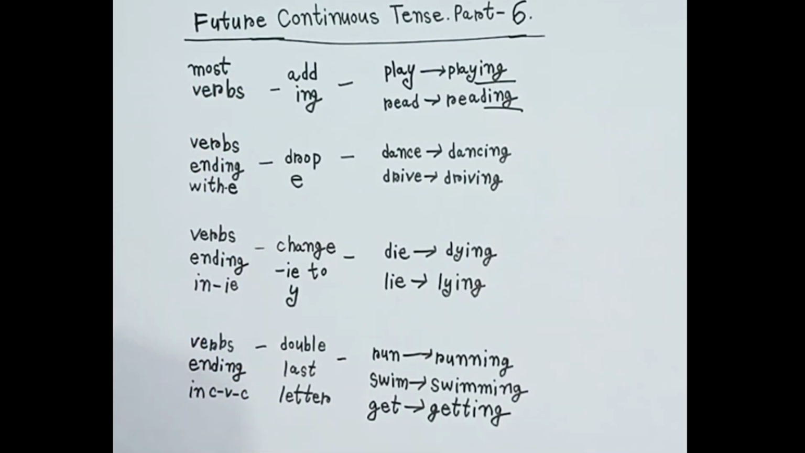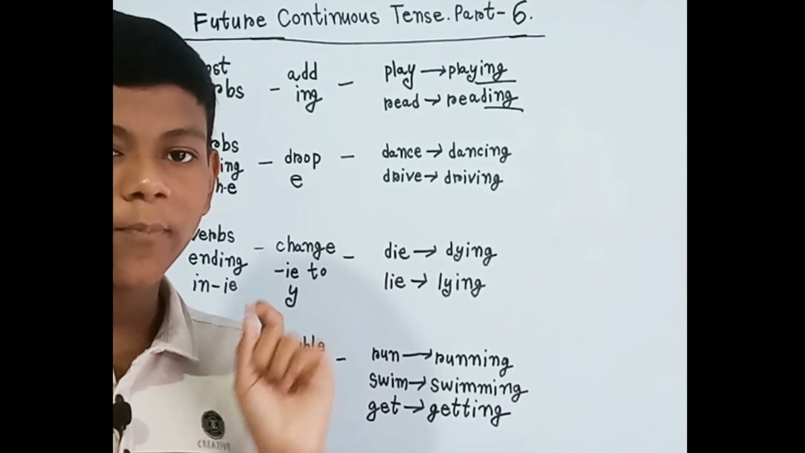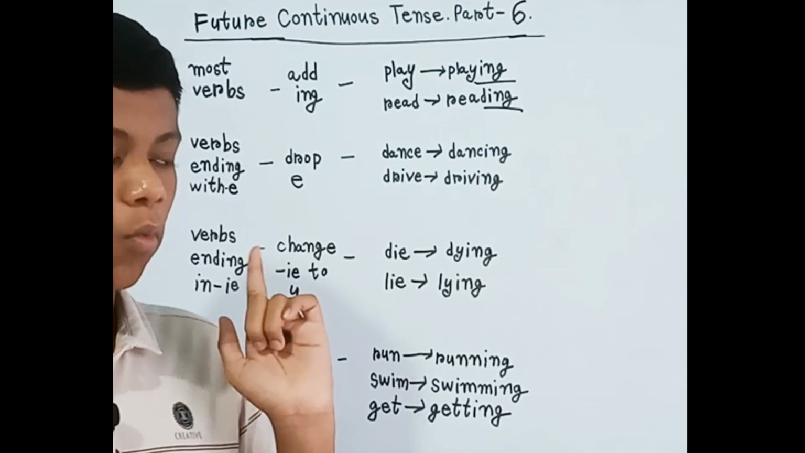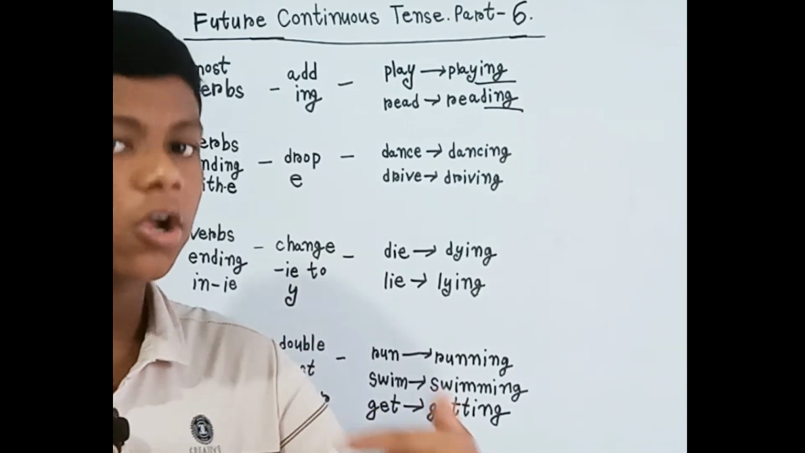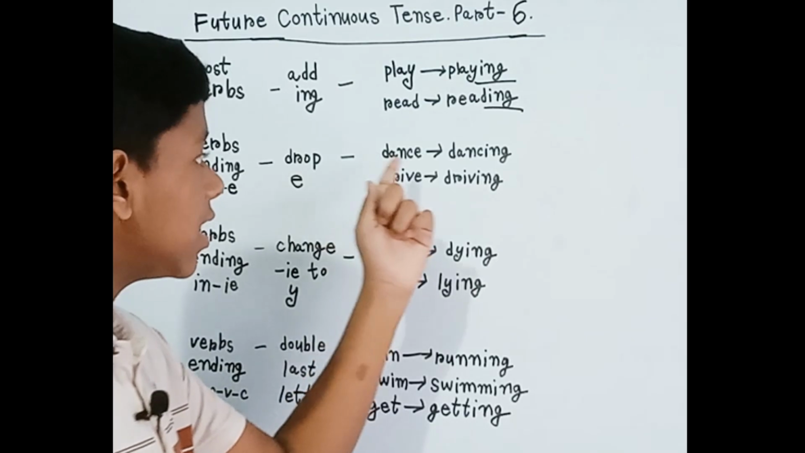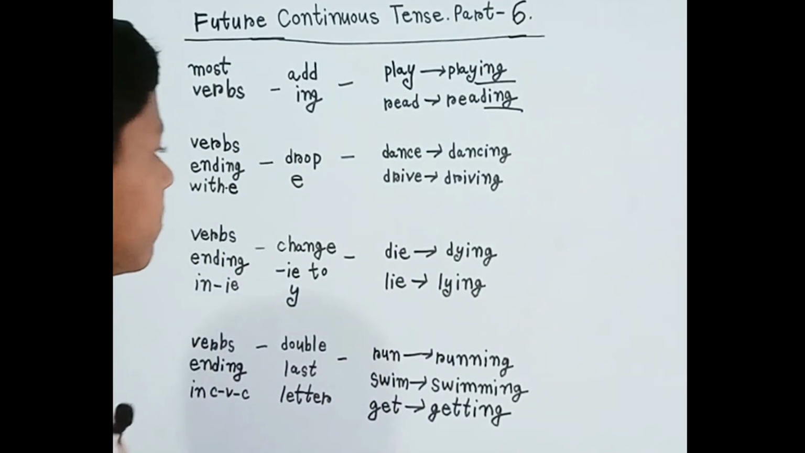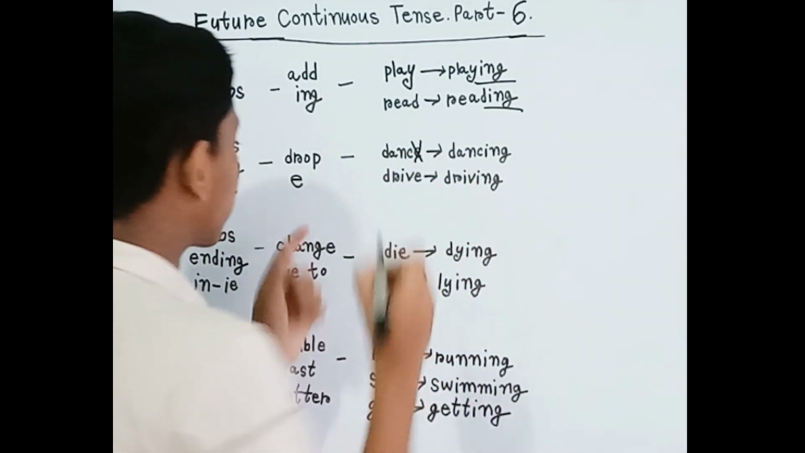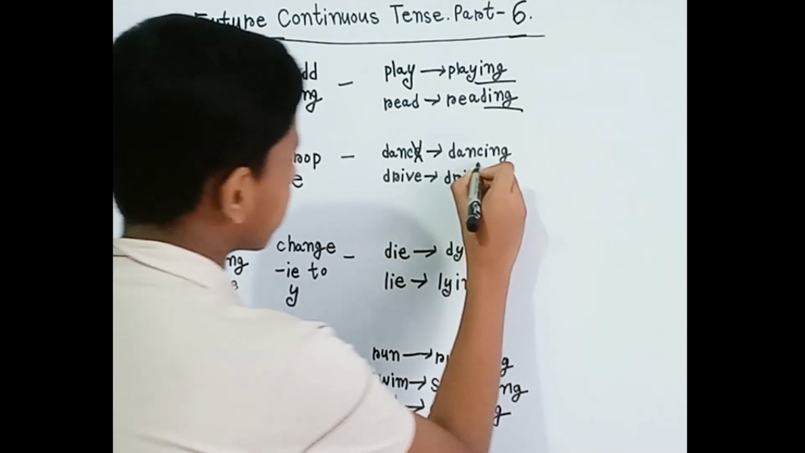We have already understood our first point, and the next point is verbs ending with e. When the verb ends with e, we have to drop e. So you have to observe the word, the last letter of the word. You have to observe whether the last letter is e or not. When the last letter is e, you have to drop e, as our rule is speaking, then add the ing.